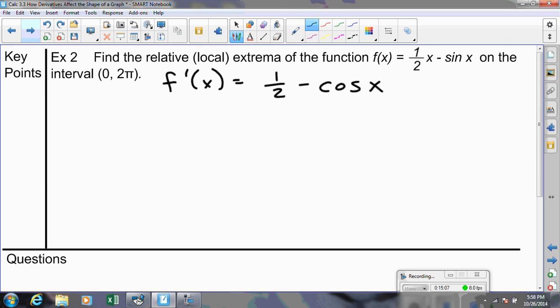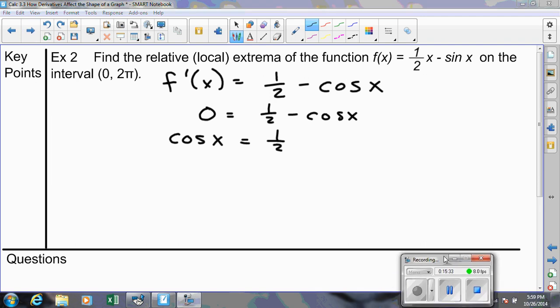Since this is an algebraic function of a sum of a constant and a trig function, we know this is continuous. Since it's continuous, we also know it's differentiable. Since this derivative will exist everywhere, the only thing we have to worry about is where it equals 0. So when is the cosine of x equal to 1/2? When we find that value, or values possibly, in the interval from 0 to 2 pi, we will have our critical values.